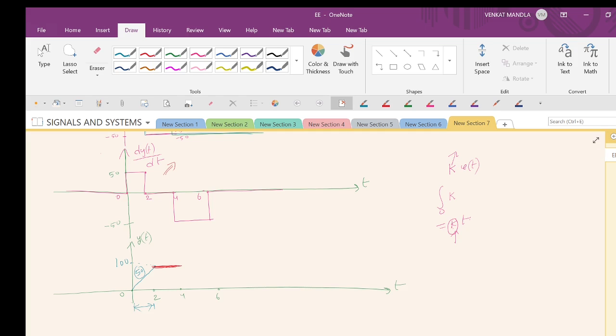Next, 4 to 6, we have minus 50. So we have to represent it with a minus 50 slope. If you write a line with a minus 50 slope, this is minus 50. 4 to 6, so you can easily find the amplitude. 6 minus 4, 2. 2 into 50, 100. 100 is there.